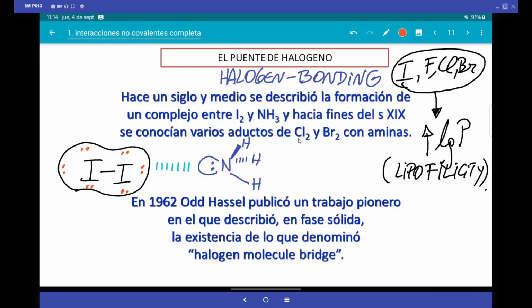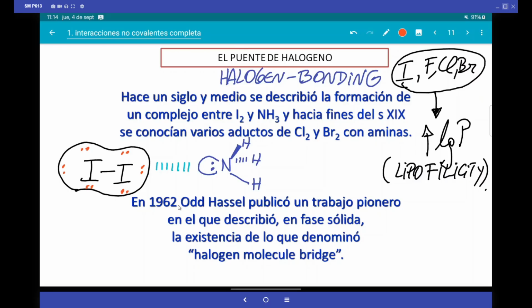Here it says chlorine and bromine, with amines. So it is exactly the same principle. Here also, chlorine and bromine with amines, it is the same, only that a proton is replaced by a halogen.